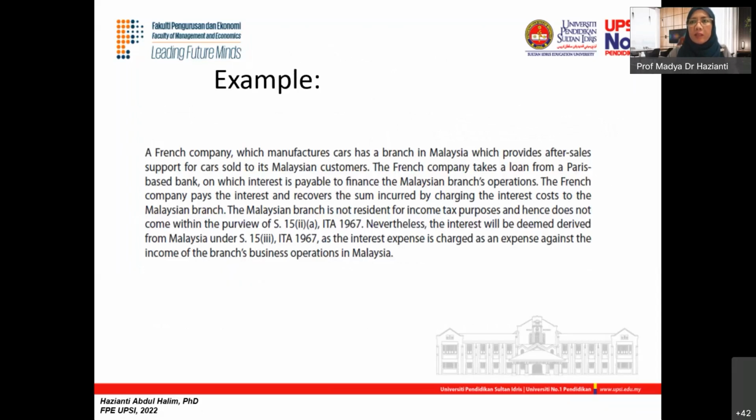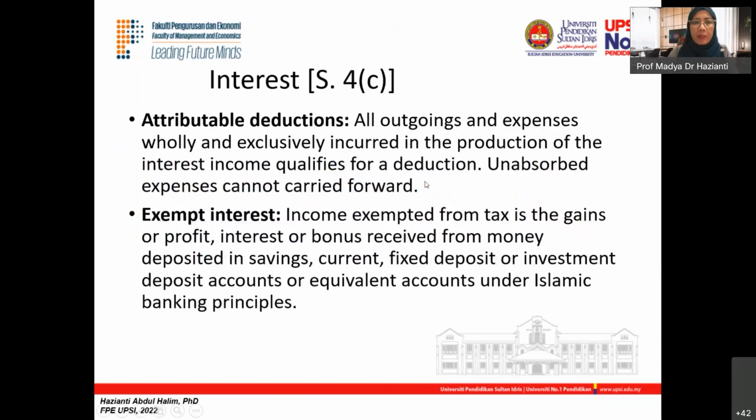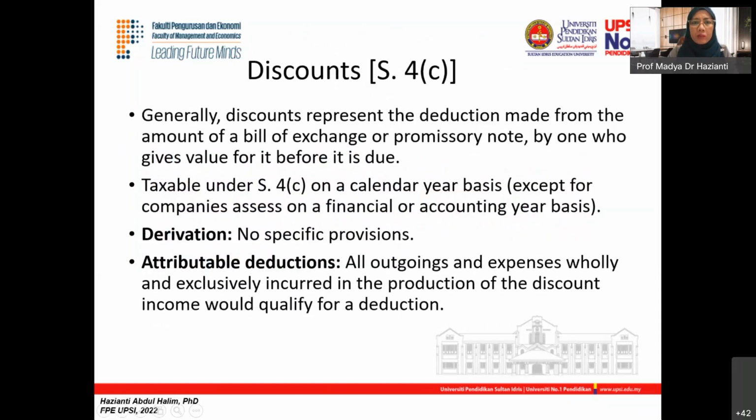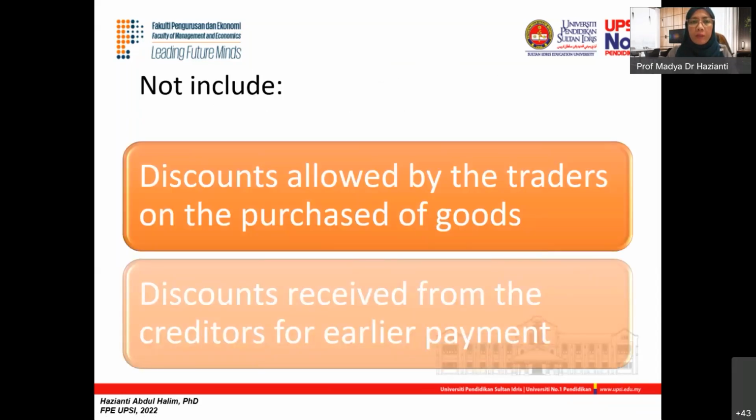So yang ni saya skip je lah. Alright, as well as discount. Yang ni pun kita dah tengok lah. So dividend, interest and discount, they fall under section 4C. So I think I share with you soalan juga Dr. Tina tu. So nanti kita boleh tengok lah. We go one by one.